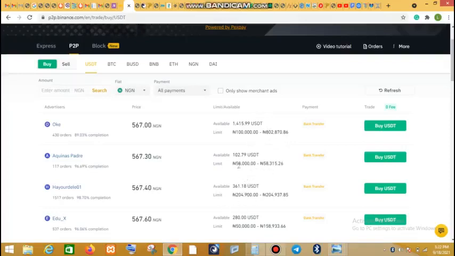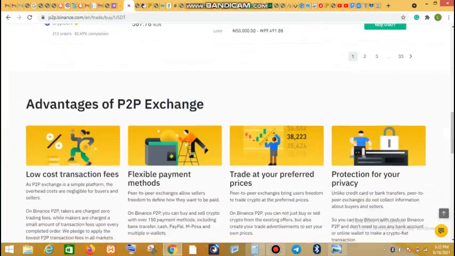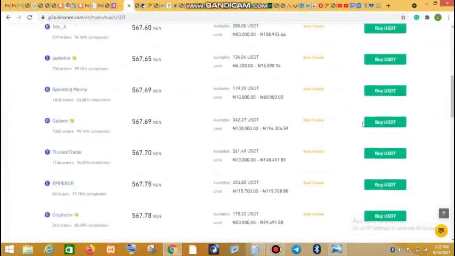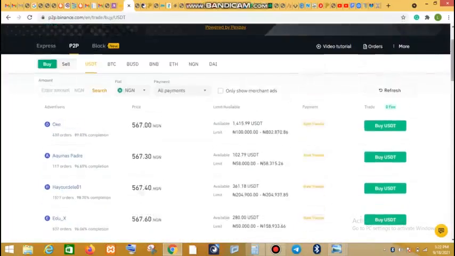We have many like that, even to the extent of 10 million naira. So if you should check, you are going to see that people have enough. They have more than this. People have 10 million naira worth of USDT that they are ready to sell, that they are ready to buy, because they know the importance of retaining the value of money over a very long period of time.